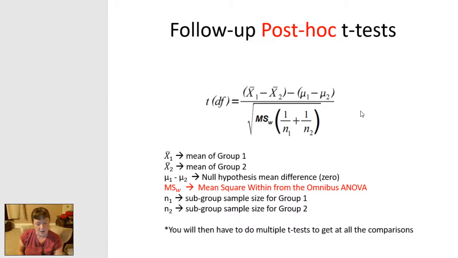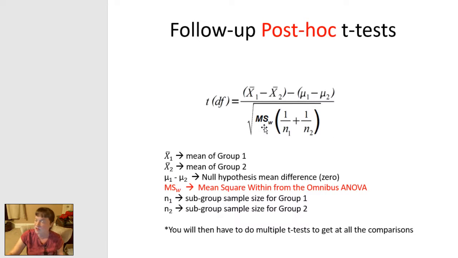Here it is. And this is essentially what we're going to have to do for all of our different comparisons. We have three groups in this example, so we're going to have to do three t-tests. And here is that equation for the independent samples t-test, where we have the mean of the first group compared to the mean of the second group, and compare that to a null hypothesis mean difference, which is just going to be zero. Divide this mean difference by the standard error.